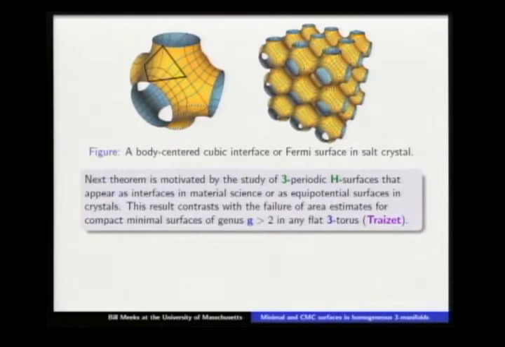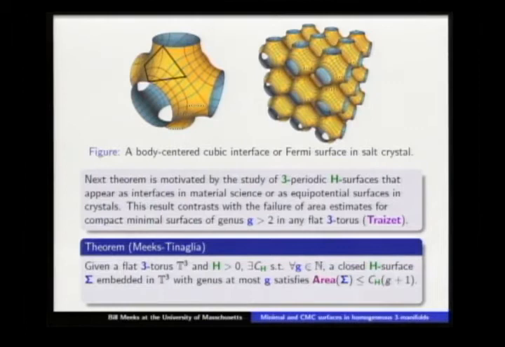Anyway, no area estimates. However, once you pick the mean curvature to be positive, the claim is you do get area estimates for closed surfaces. So if you have a closed surface, fix the genus, you're in a fixed three torus, then you have an estimate on the area, and it grows somehow linearly. There's some more things you can prove for other manifolds, like hyperbolic manifolds or the three-sphere. So they're similar kind of results.